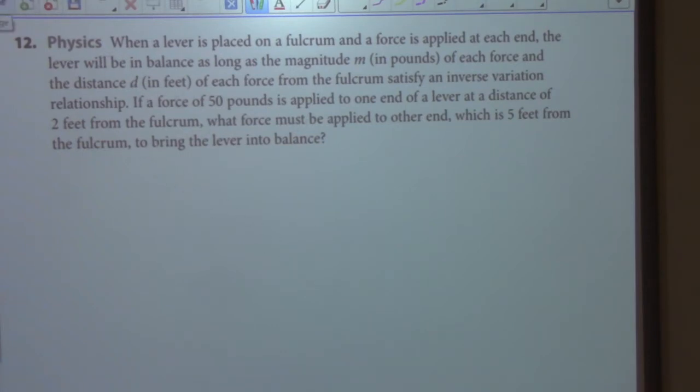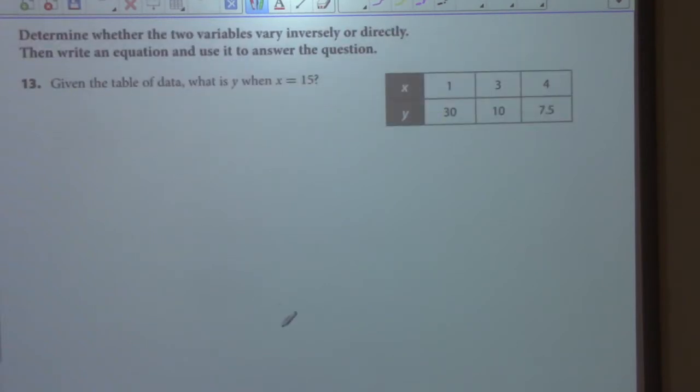Okay, we finished problems 1 through 12 yesterday, so we're going to be starting on 13. As you can see from the instruction at the top, determine whether two variables vary inversely or directly, then write an equation and use it to answer the question. We're going to be comparing and contrasting what we talked about the day before yesterday, direct variation and inverse variation. Now we're going to see real examples of it.